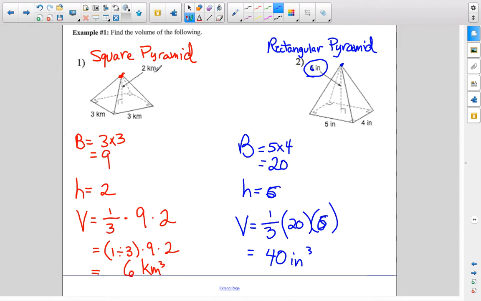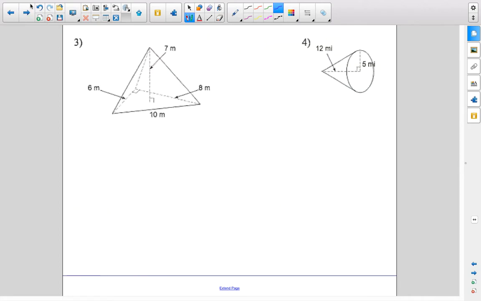Okay, square pyramid, rectangular pyramid. The most important thing is for pyramids, we're using the formula 1/3, the area of the base times the height. Don't forget to put in that 1/3. Okay, next we have a triangular pyramid. So I need the area of my base, which is a triangle. Okay, so I'm going to put my capital B.